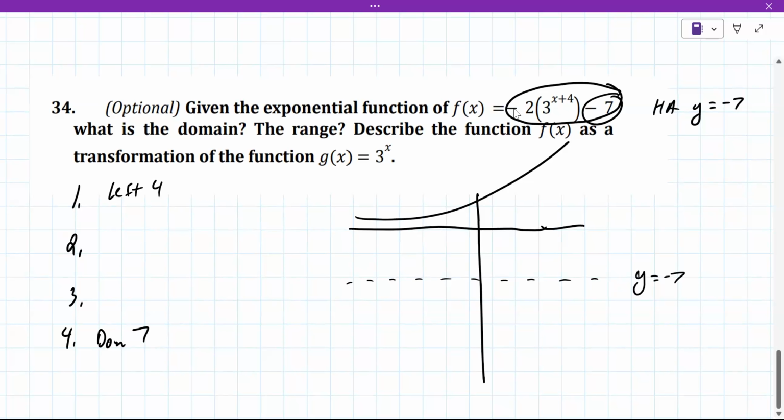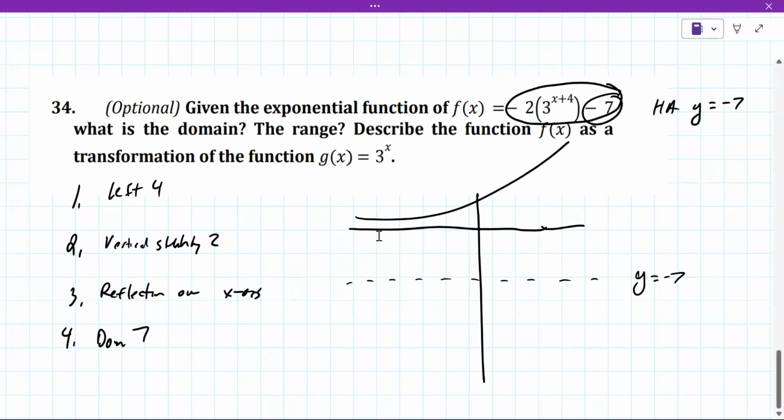The 2 here or the negative, they can go in either order. It's a vertical stretch by 2. Okay, that doesn't do anything except change it to go up faster. It still kind of looks like this. The negative is the reflection over the x-axis.